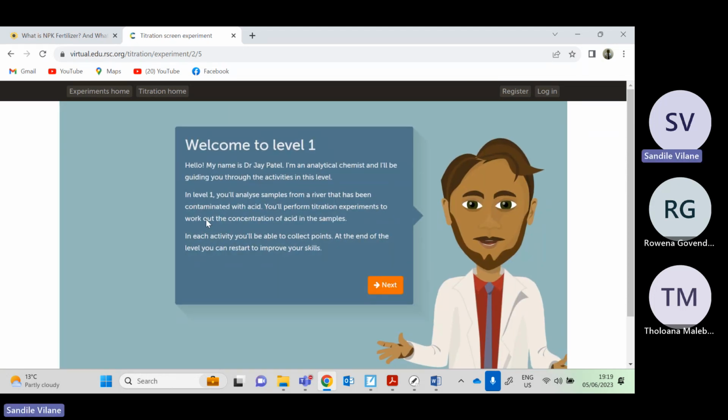Hello, my name is Dr. Jay Patel. I'm not Dr. Jay Patel, I'm Mr. Sandy Levilane. And I'm an analytical chemist, and I'll be guiding you through the activities in this level. In level 1, you'll analyze samples from a river that has been contaminated with acid. You'll perform titration experiments to work out the concentration of the acid in the samples. In each activity, you'll be able to collect points. At the end of the level, you can restart to improve your skills.